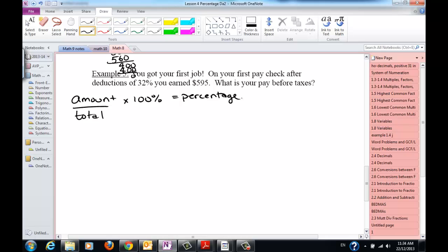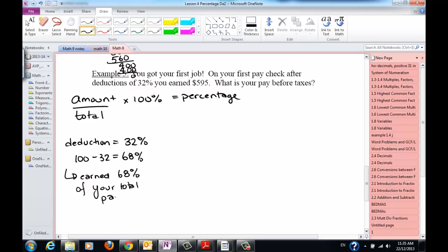Okay, so on your first paycheck, after deductions of 32%. Okay, so this is the deductions, equal to 32%. So they took 32% off your paycheck, which means if you got all 100%, if you took 32 off, you would have had a total of 68%. So you earned 68% of your total pay. Now it's really important that you actually find out how much you earn, because otherwise your percentage won't go in properly.